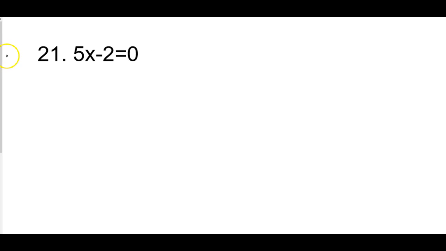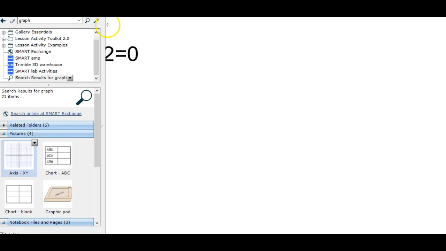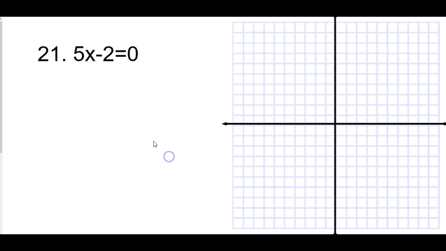Next one, 5x minus 2 is equal to 0. So keep in mind something here. There's no y in this equation. Excuse me, I should put graphs in here earlier. Let me do that now. But there's no y in this equation. 5x minus 2 is equal to 0. So let's solve for x. Get x by itself. Add 2 to both sides. You get 5x is equal to 2, or x is equal to 2/5.